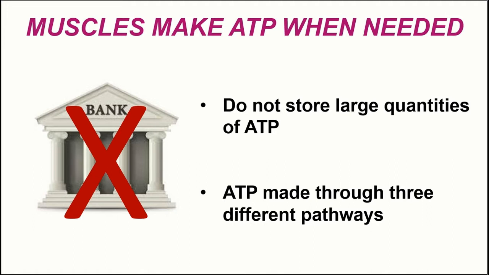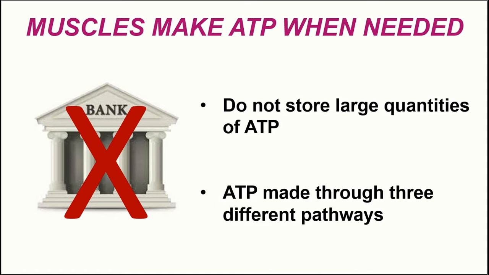And the reason for that is that ATP is a relatively unstable molecule. And so for that reason, ATP has to be used just about as quickly as it's created. And for that reason, muscles do not store large quantities of ATP to be used later. So it's not like they can fill up a fuel tank of ATP and then just draw ATP out of that when they need it.